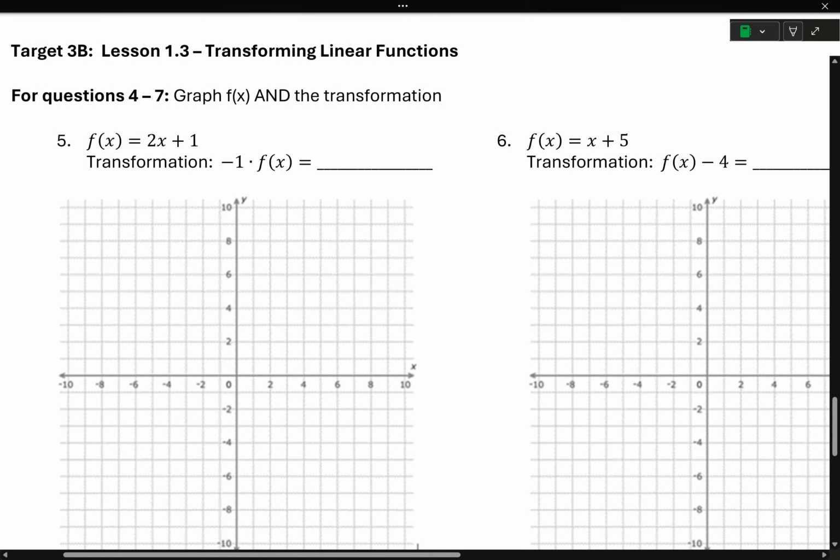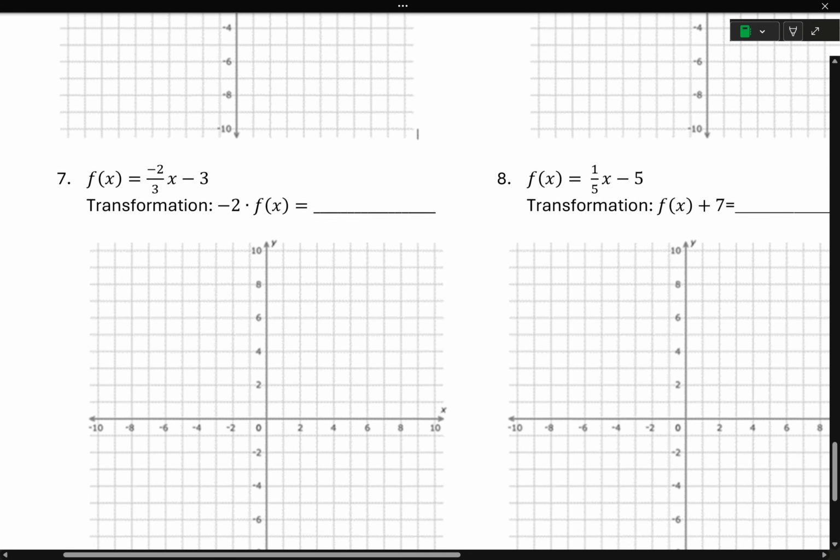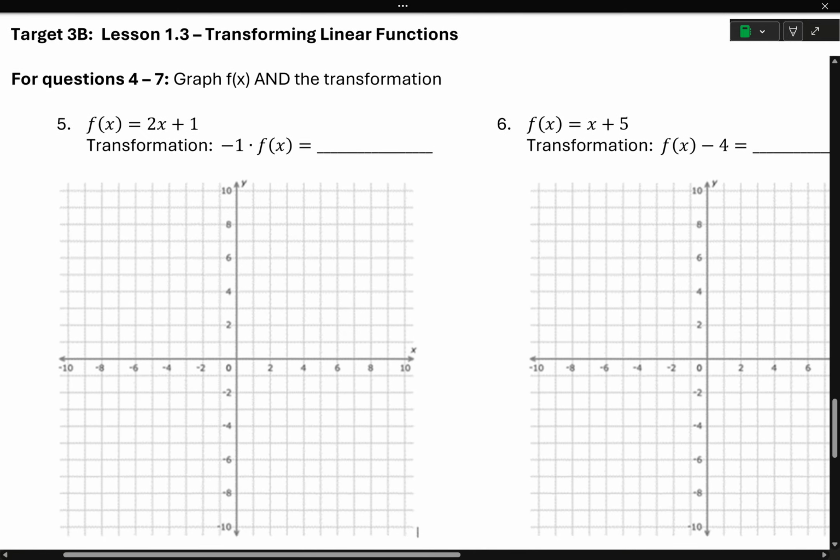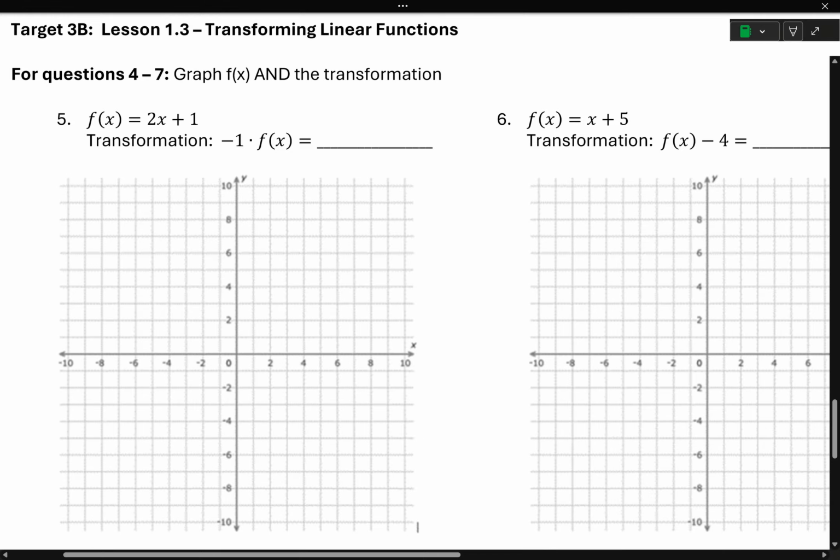Ooh, 3B, here come our transformations. All right, for questions 4 through 7, oh, I made a typo. It's 5 through 8, boo. That's okay, I'll change it for next year. Anyways, what we're going to do is we're going to graph the original and the transformation.